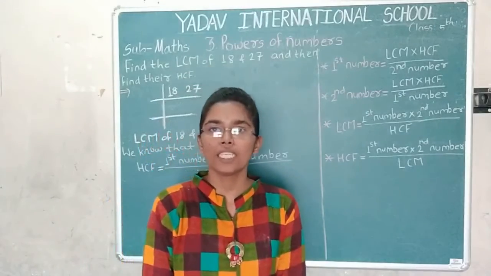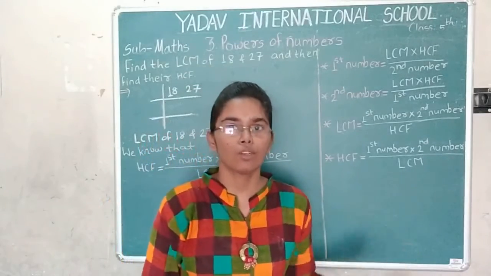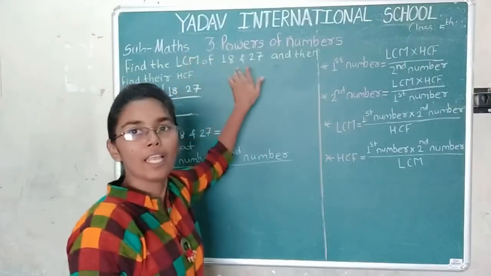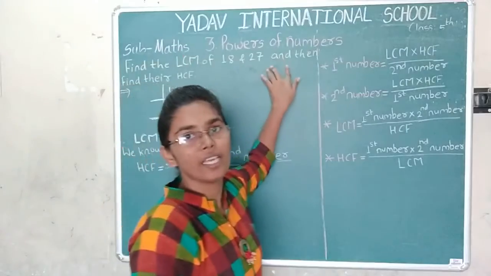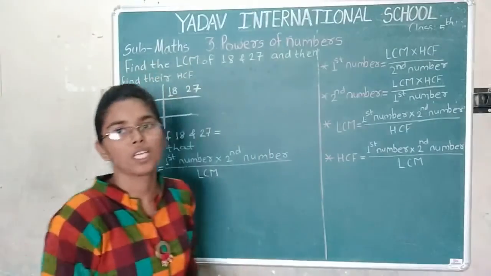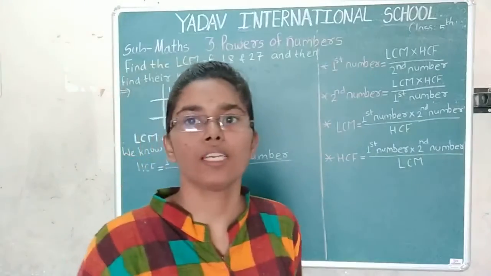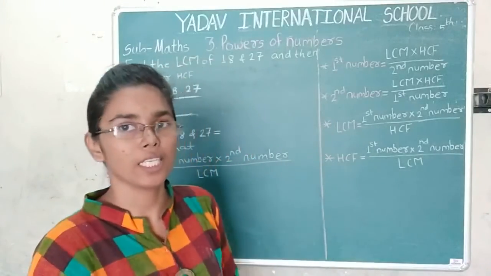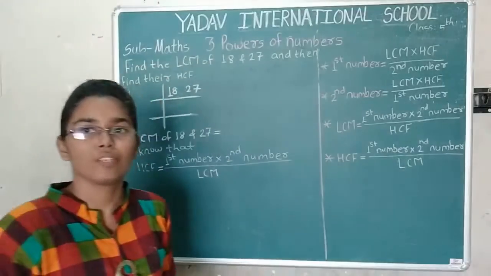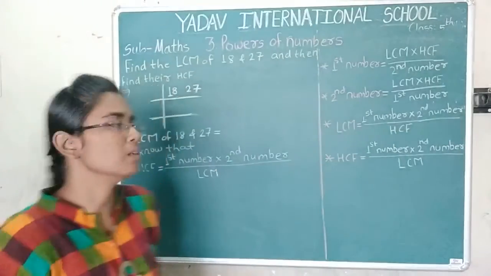Now we will see one example based on these formulas. Here we want to find out the LCM of 18 and 27 and then find the HCF of these two numbers. Firstly we will find out the LCM and then we will find the HCF of these two numbers. For finding LCM we will use the short division method.